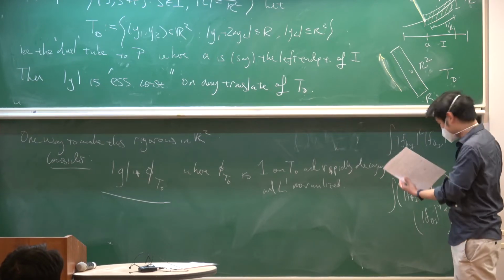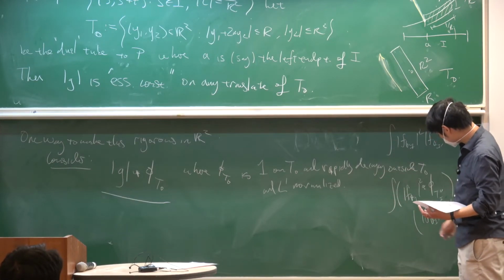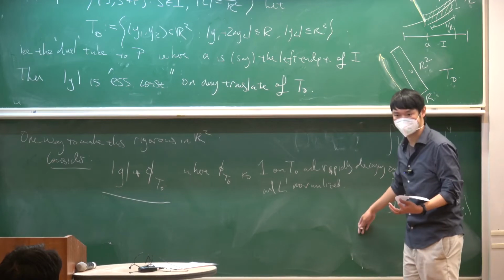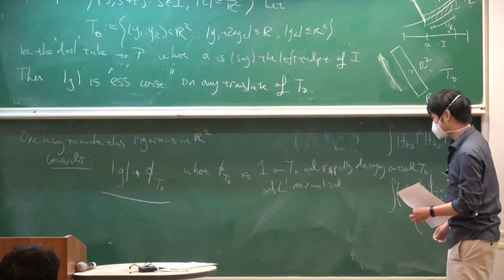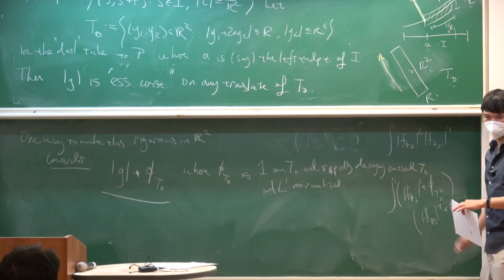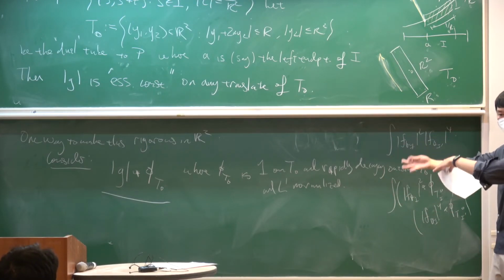And then you could run the same arguments for these guys, and then you'd have to link these estimates to regular decoupling, which is not hard because this is L1 normalized. But that would be another 20 minutes. That's one way to make this rigorous.